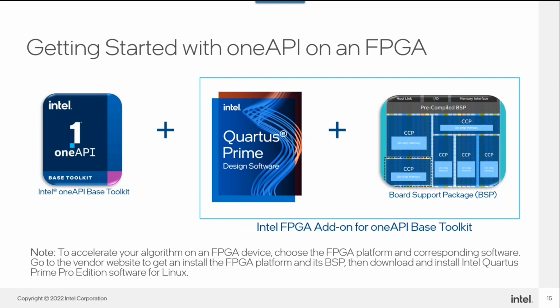And then remember I said you can walk away with just using the oneAPI base toolkit, which will take you to the first two stages of development. We're going to look at those stages of development shortly. But when you want to actually target the hardware, you'll need to grab a board support package as well as the Intel Quartus Prime Pro software. And all of this is for Linux machines. Next slide, please.